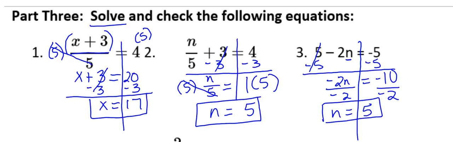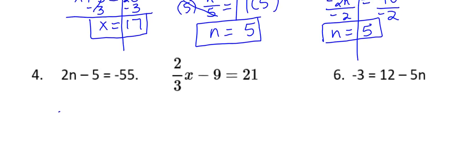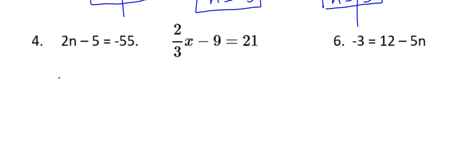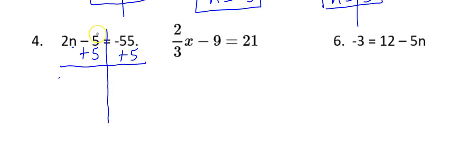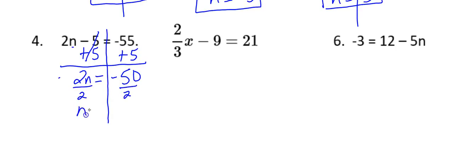All right, let's go on to number 4. Okay, so we're going to put our line down the middle. And we have our variable over here. We're going to isolate it. We're going to add 5 to both sides. This cancels out. I'm going to bring down my 2n equals negative 50. Divide both sides by 2. And n is equal to negative 25.